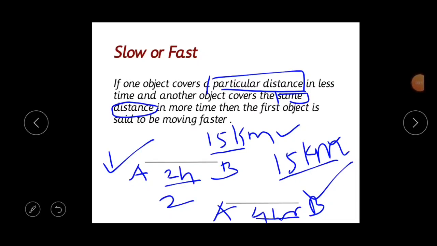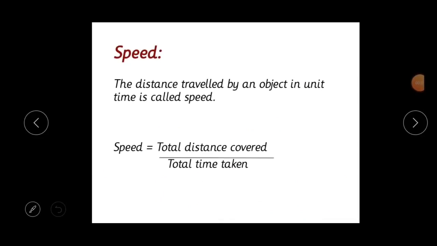Now children, let's move with another topic of this lesson, that is speed. What do you mean by speed? So the distance traveled by an object in unit time is called speed. Okay, so the distance covered or traveled by an object, it may be a car or bus. So a distance traveled by an object in unit time is called speed.